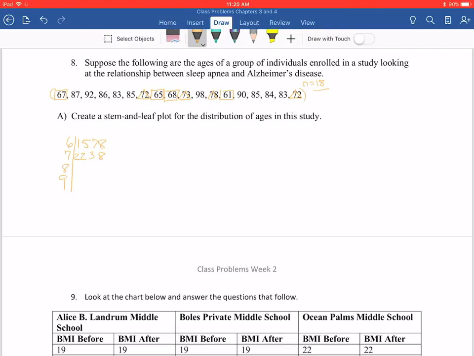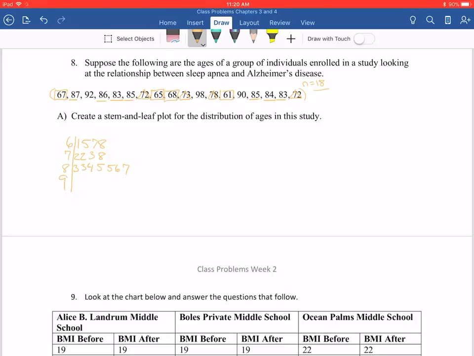Then for the 80s, I underlined all the 80s, the stems that are all 8. You can see there's quite a bit of them. Then working them out: 83, 83, 84, 85, 85, 86, 87. The last one is the 9s, and all the 9s I left blank. You can see that they're all there.